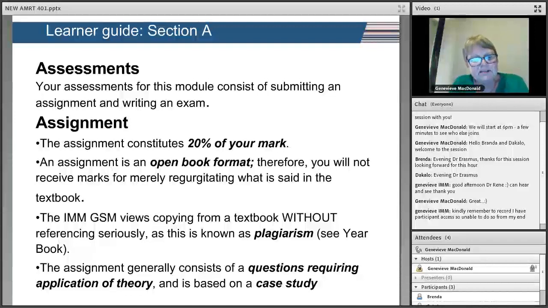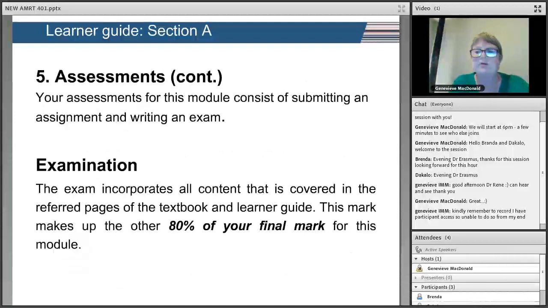The assignment basically consists of questions requiring application of theory. So usually you have a case study and you are asked to use that information from the case study in applying some of the theory. So for instance, you have to use the case study to identify the marketing problem, write the problem in context and develop a problem statement, etc. We will talk more about that later on.